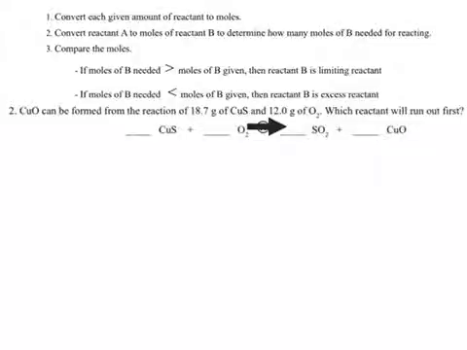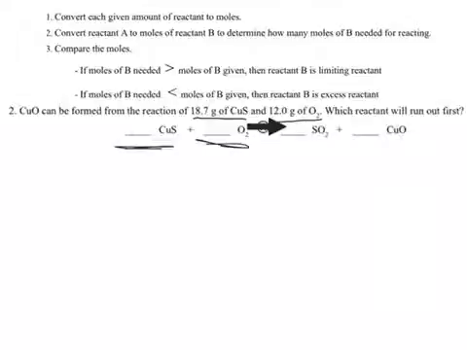This is how you determine which reactant in a reaction is limiting versus which one is excess. So first thing you have to do is look at the problem given to you. So in this problem, CuO can be formed from the reaction of 18.7 grams of copper sulfide and 12.0 grams of O2. So those are our two reactants, and these are our given quantities. The question is which one will run out first.